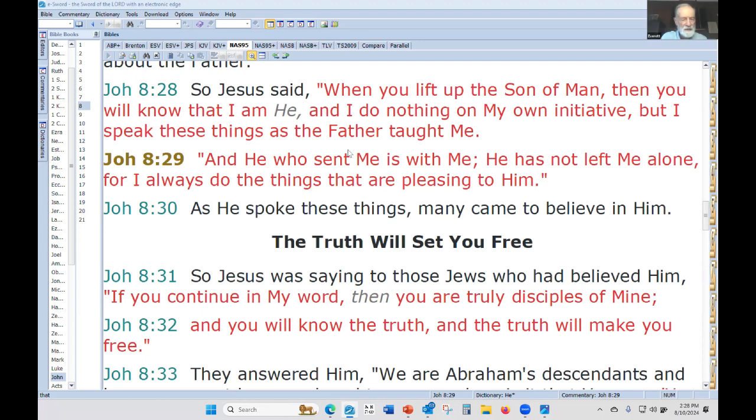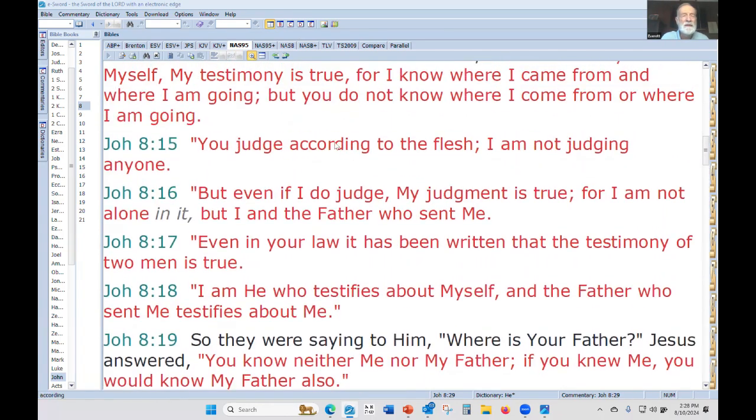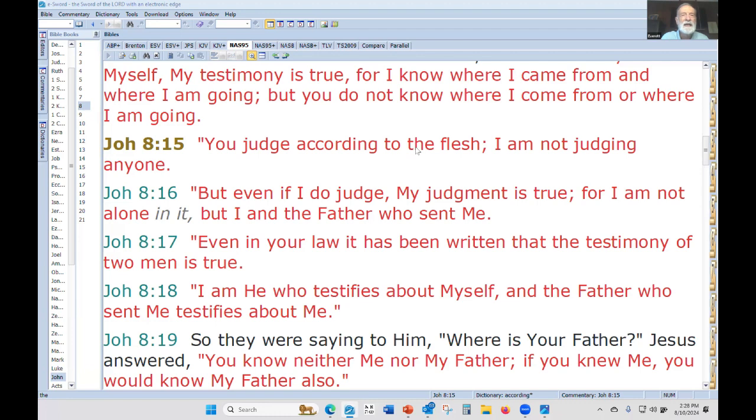Yeah. He also mentioned in verse 15, you judge according to the flesh. I judge no one. That was not his job at that time. It is condemning other people and taking their inventory, as they say, and pointing fingers and that sort of stuff. That was not his job. It's not our job.